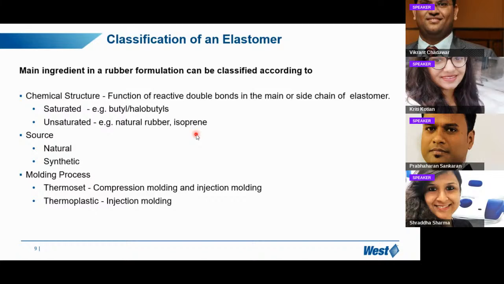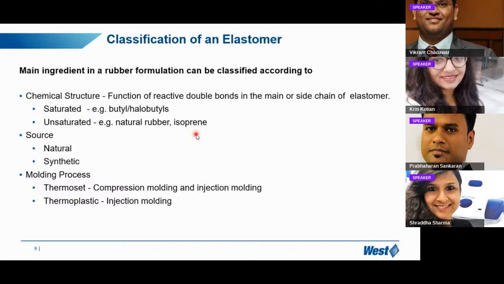Like I explained, we are not using natural rubber. We are using only chemical rubber. In chemical rubber also we have two different segments: one is saturated, the other is unsaturated. Examples of saturated elastomers are butyl or halobutyl, and examples of unsaturated are natural rubber or isoprene.